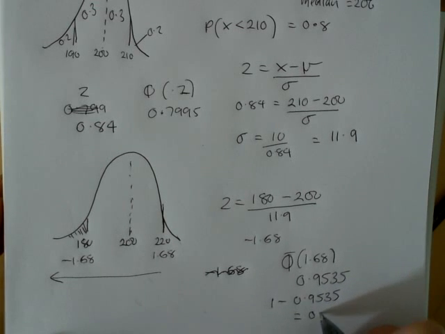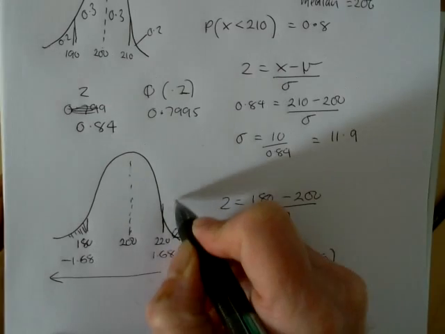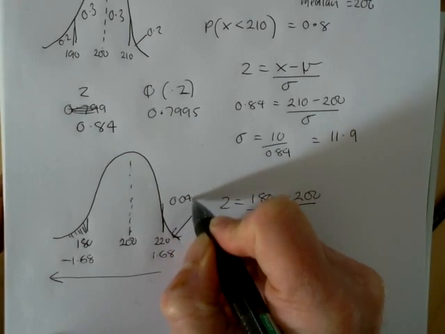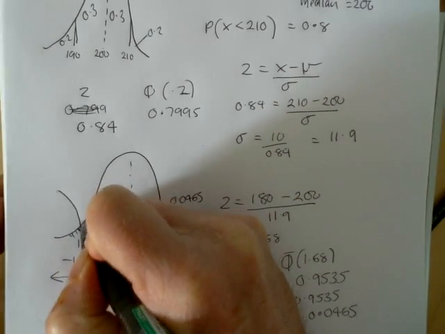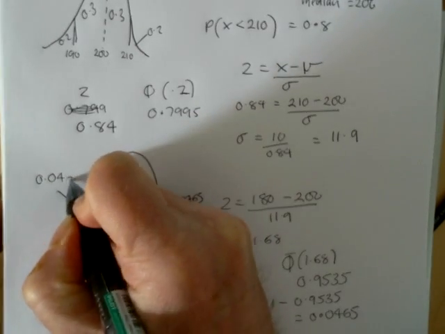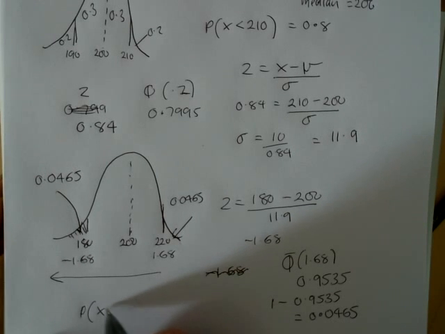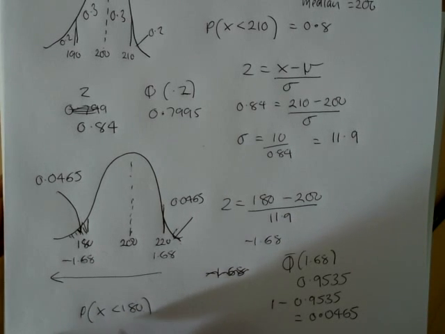That will be 0.0465. So that would be 0.0465, and the bit that we want here by symmetry would also be 0.0465. That's our answer. So the probability then that x is less than 180 is 0.0465.